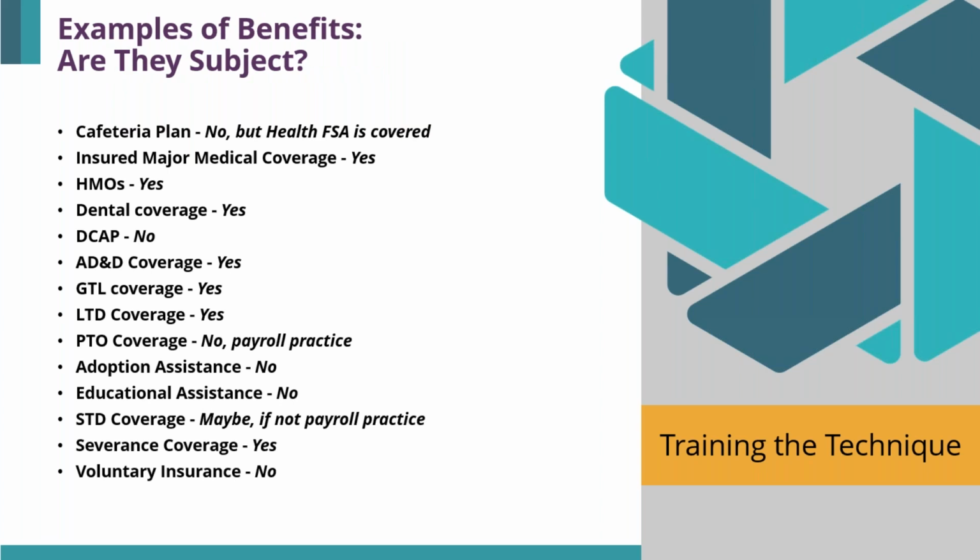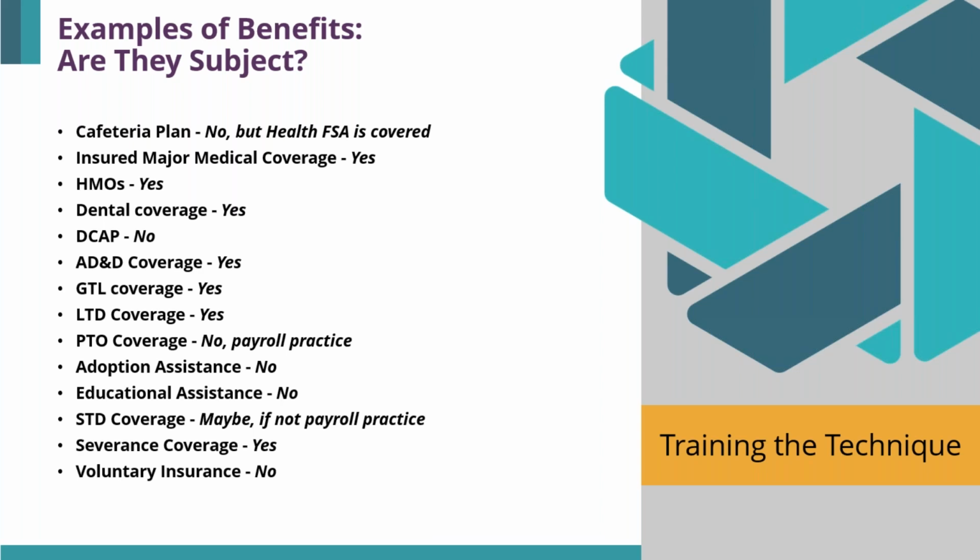So the examples, what benefits are subject? Cafeteria plan. Generally, the pre-tax contributions under a cafeteria plan are not ERISA benefits. The dependent care is not an ERISA benefit, but the health FSA is an ERISA benefit. It's considered to be an ERISA medical plan. Insured major medical, yes. HMOs, yes. Dental coverage, yes. DCAP, no. AD&D coverage, yes. Group term life insurance, yes. Long-term disability, yes.